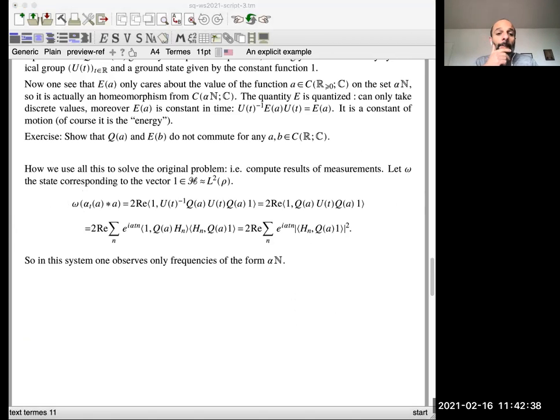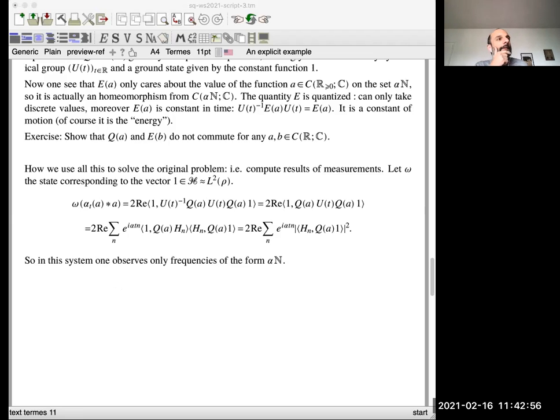I have a question. Yeah, please. So in this formula, we compute the average measurement results. How can we see the probabilities of each of these outcomes? Can we see it from this formula?